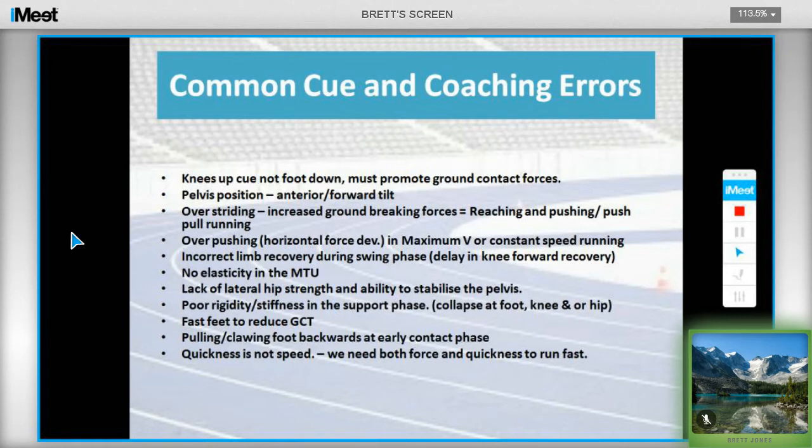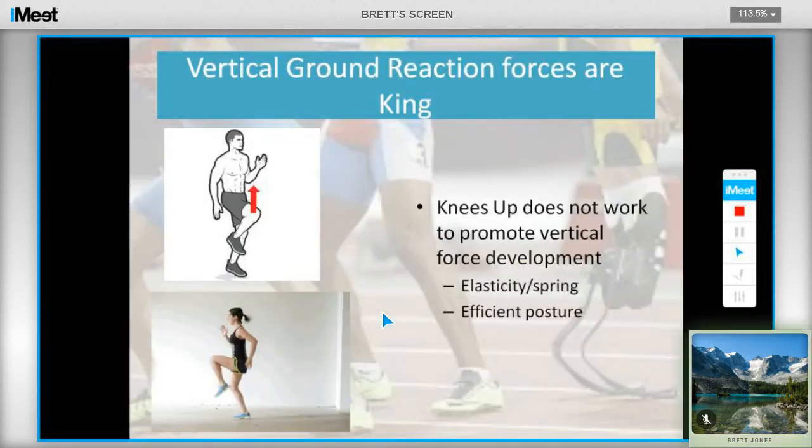I think a key thing to focus on when teaching running is quickness is not speed. We need both force and we need quickness to run fast. But quickness on its own does not equal speed. So for me, vertical ground reaction forces are the king.